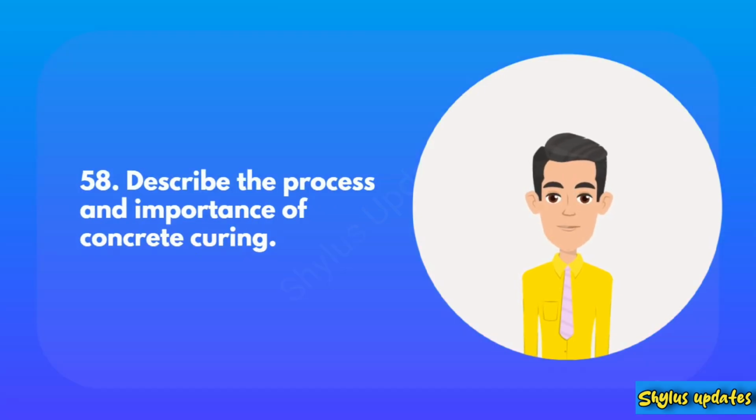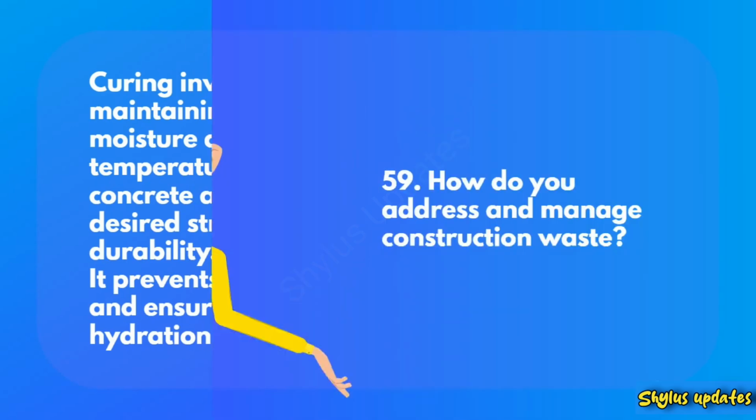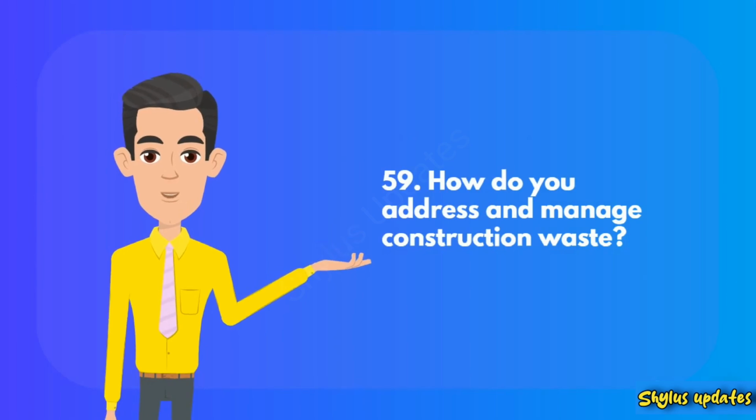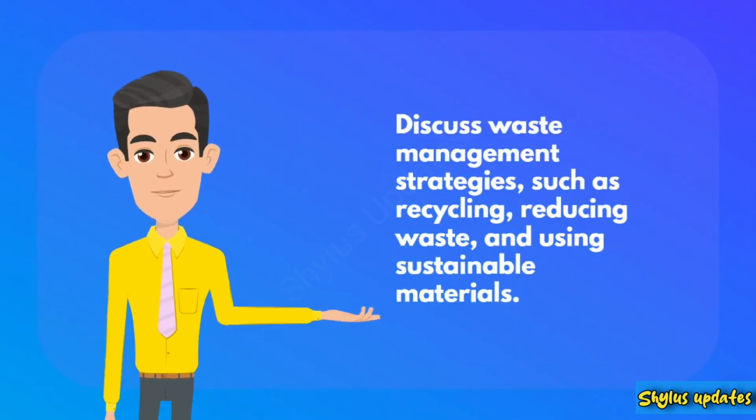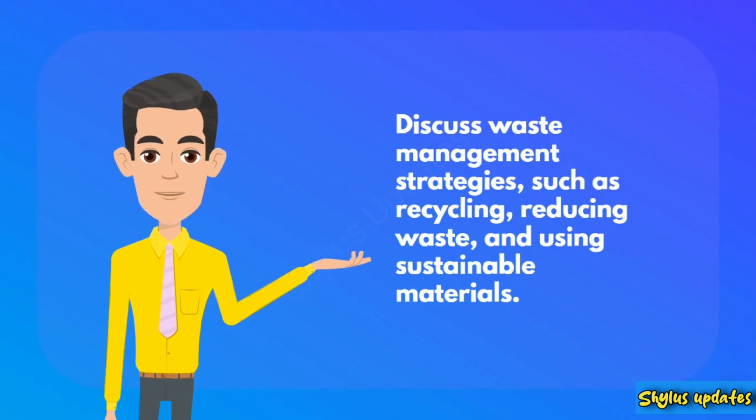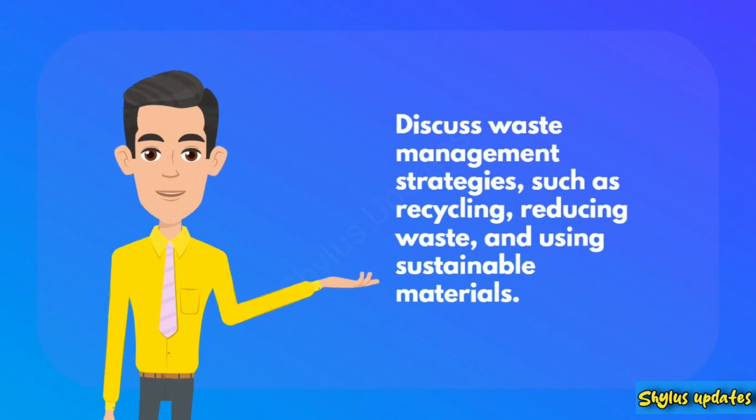58. Describe the process and importance of concrete curing. Curing involves maintaining adequate moisture and temperature to ensure concrete achieves its desired strength and durability. It prevents cracking and ensures proper hydration of cement. 59. How do you address and manage construction waste? Discuss waste management strategies, such as recycling, reducing waste, and using sustainable materials.